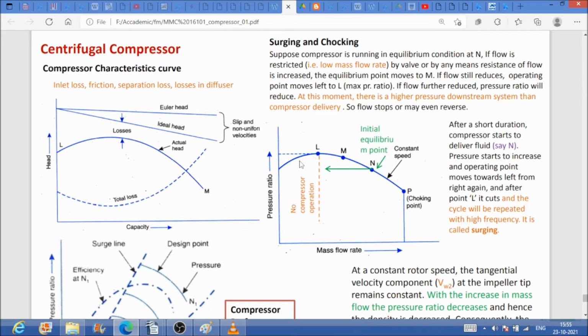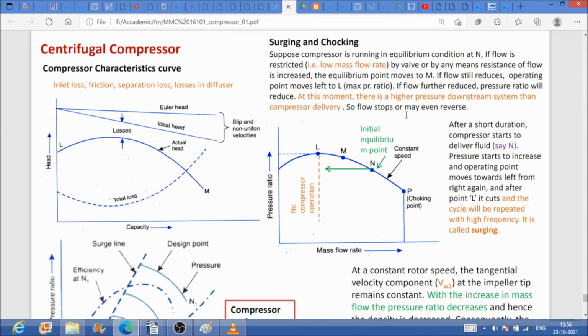And again, if you reduce the mass flow rate, the pressure in the downstream of the system will be higher than the compressor delivery pressure. And what happens, you already know, the fluid flows from a higher pressure area to a lower pressure area. Now if the reverse happens, then the flow will stop or it can cause a reversal. So such a phenomenon is called surging.